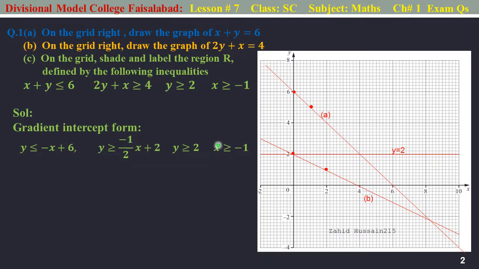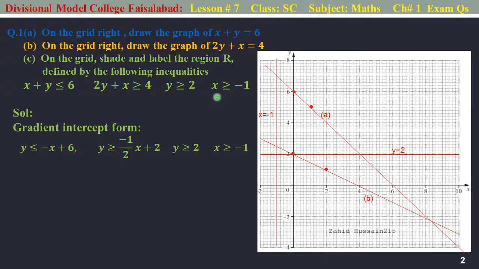Because this has only one variable, this is a vertical line, and this line passes through a point where x is equal to minus 1. X is equal to minus 1 is this point. So we will draw a line passing through this point, and this line will be a vertical line, this one, and we will label this.